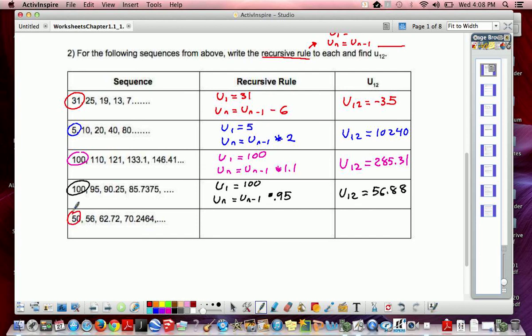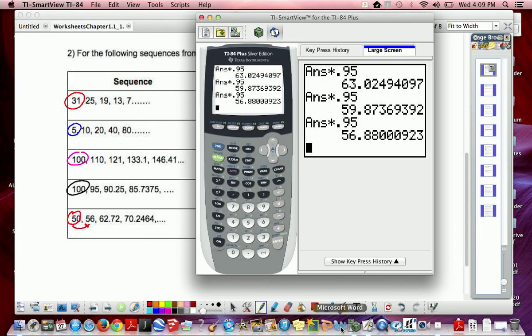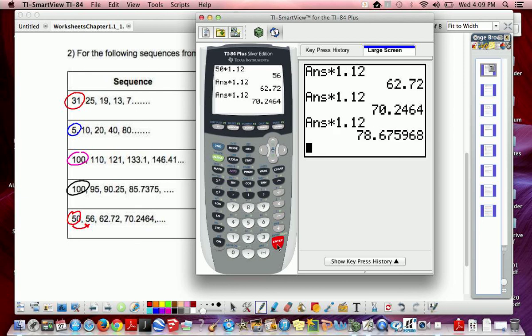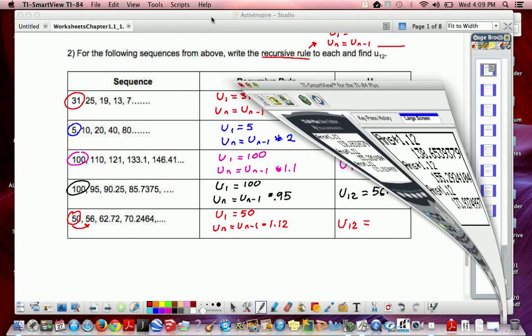So, u sub 1 is 50. So u sub n equals u sub n minus 1. And how were we getting to 56 and 62.72? We were multiplying by 1.12. So u sub 12 equals, go to my calculator one last time. This one I'm actually starting at 50, times it by 1.12. Do it again. There's the third term, 4th, 5th, 6th, 7th, 8th, 9th, 10th, 11th, 12th. So 173.93.